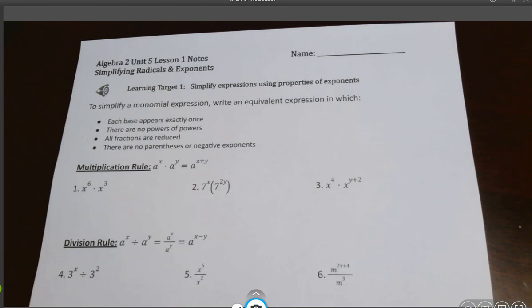Hello, Algebra 2 students. Today we are going to begin a unit on exponents and radicals. And so our first lesson is just some of the basic rules dealing with exponents and radicals.